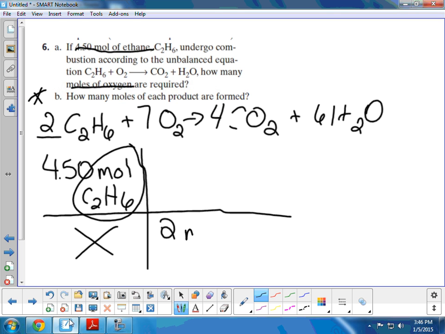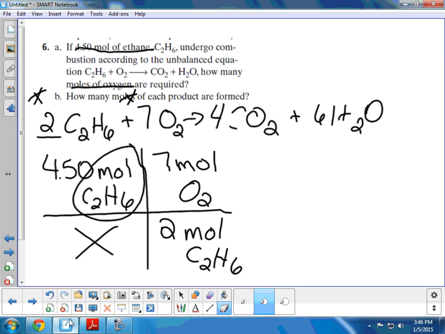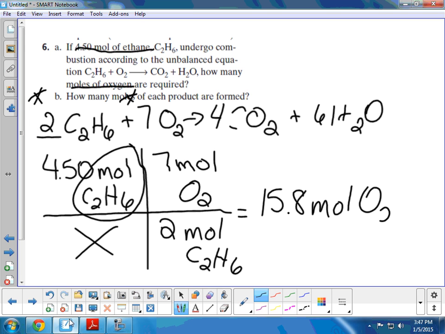So I'm going to write 2 moles of C2H6. And then I'm trying to find moles of oxygen. So here's my moles of oxygen. I have 7. So I put that on top. All right, so now you're going to multiply across the top and get an answer. Multiply across the bottom and get an answer. Put that in your calculator, and you should get 15.8 moles of O2.